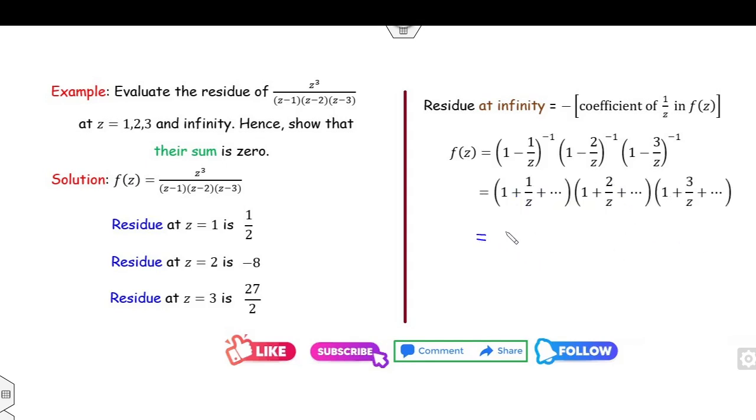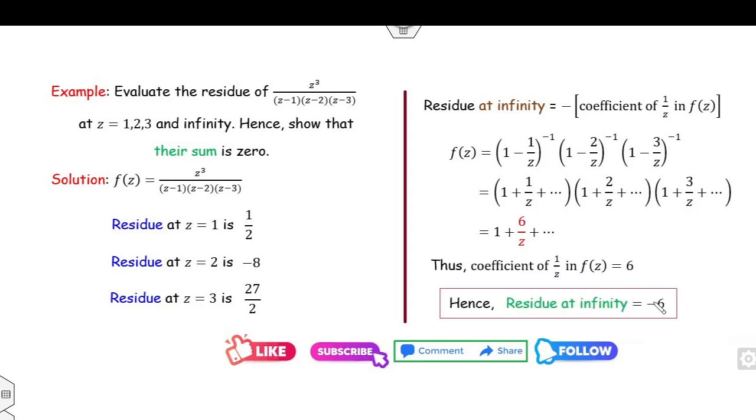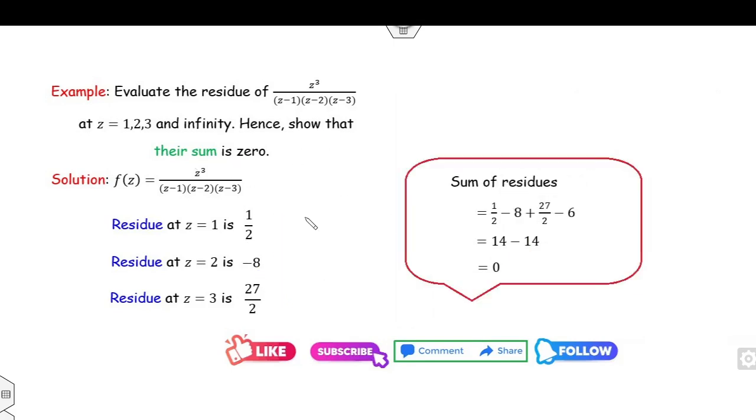Now if you open this bracket, the constant term is only 1. For the coefficient of 1 over z, if you multiply these values, it's 2 over z and 3 over z, so that value will be 2 plus 1 plus 3 and so on. So this number will be 6 over z. Can you find the coefficient of 1 over z? The coefficient is 6. So the answer at infinity is minus 6. Now we have all these residues, and you can add them to show that the sum is 0. That is right.